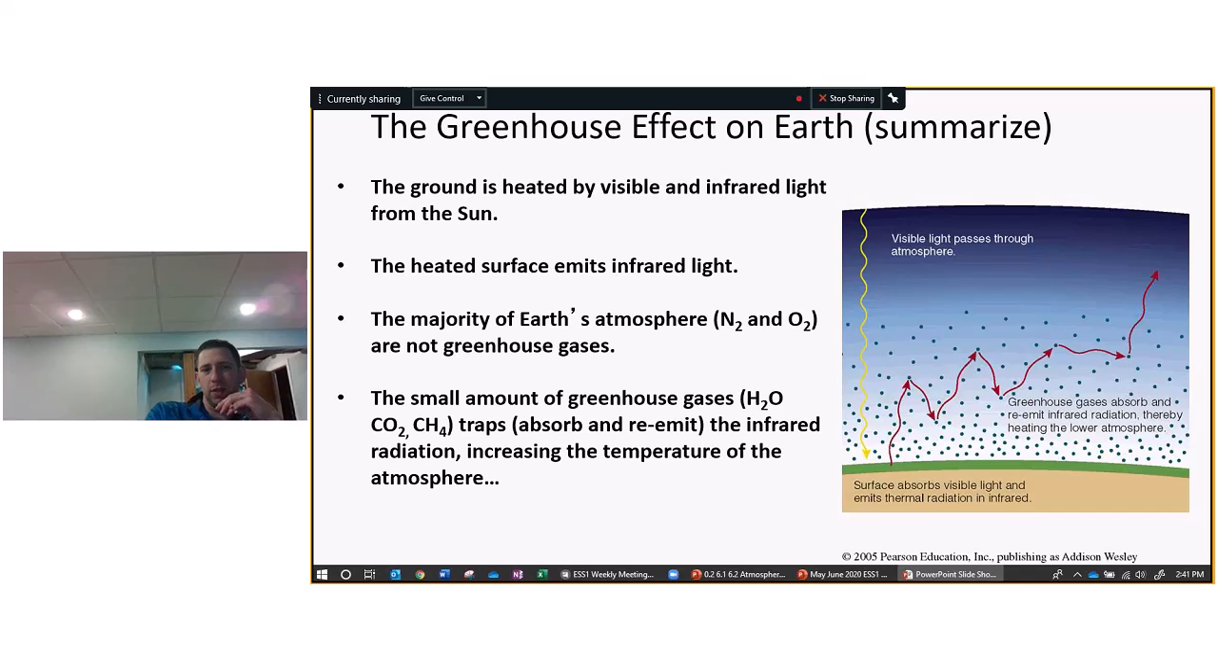And so obviously that small amount of greenhouse gases is in a form of dynamic equilibrium. But if we get more and more of those greenhouse gases, then they're going to be trapping and re-emitting more and more heat, more and more solar radiation, and that's going to cause the temperatures to go up.